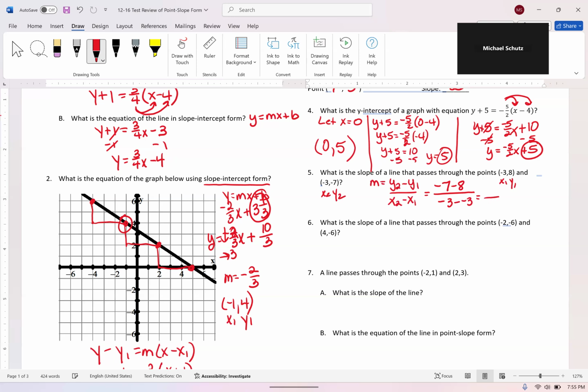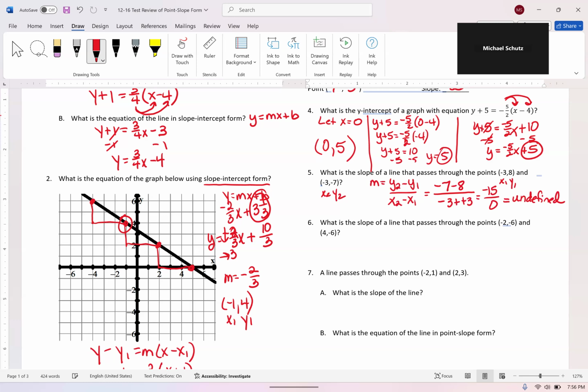Okay, now we're going to work this out. -7 minus 8 is -15. When we see minus and a negative, we make it plus positive. That's 0 on the bottom. When 0 is under the line, the slope is undefined. That's how we remember it. It rhymes. When 0 is under the line, the answer is undefined.